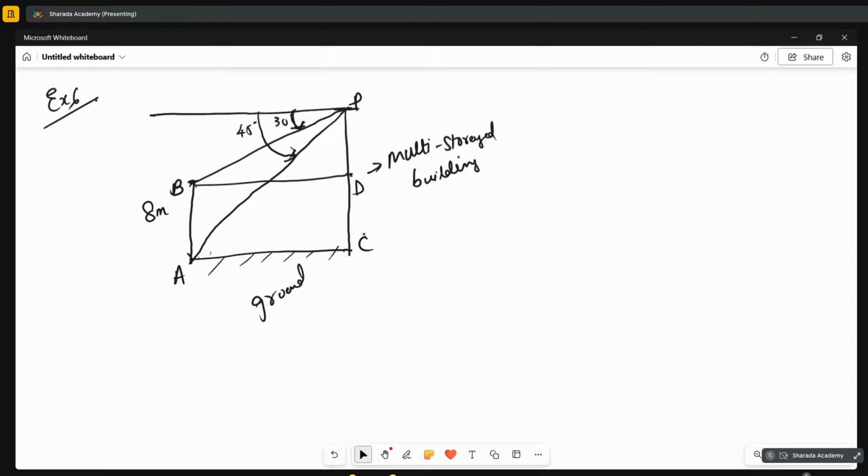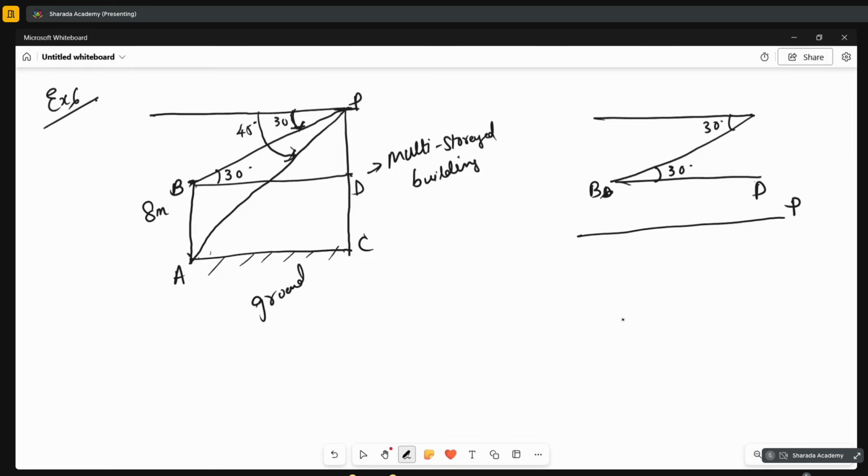Once you know the angle of depression, the angle of elevation will also be the same because they are alternate interior angles. You see here, this is one line, BD, and this is a transversal. If this is 30 degrees, this is also 30 degrees. Another line, with point P here, is AC, and this is the transversal. If this is 45 degrees, this is also 45 degrees. So this angle is 45.